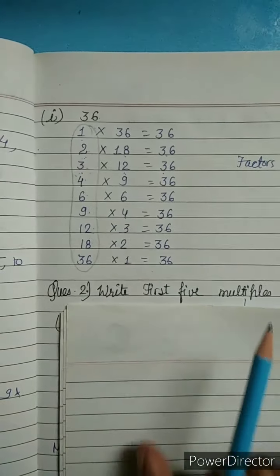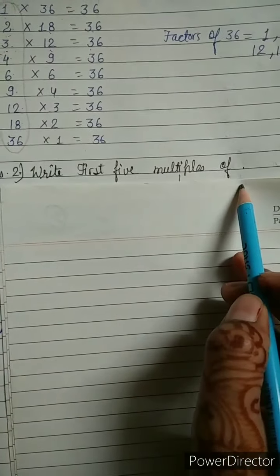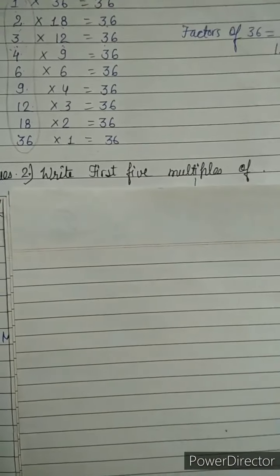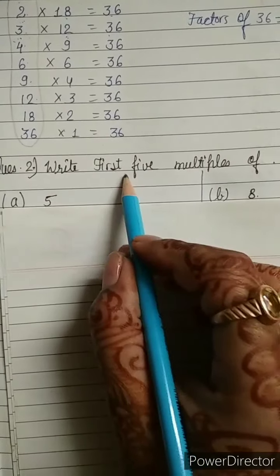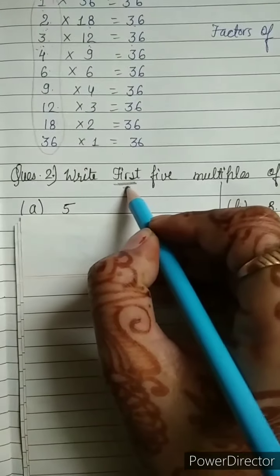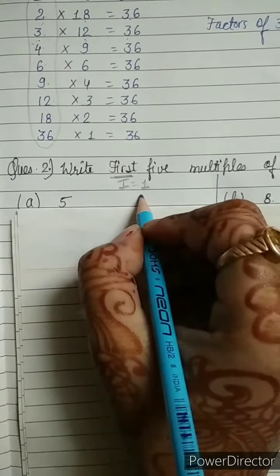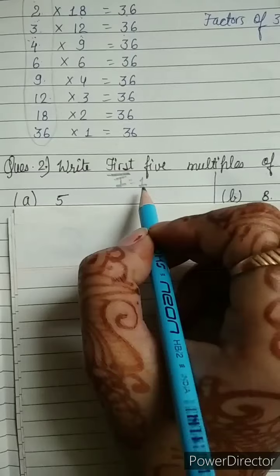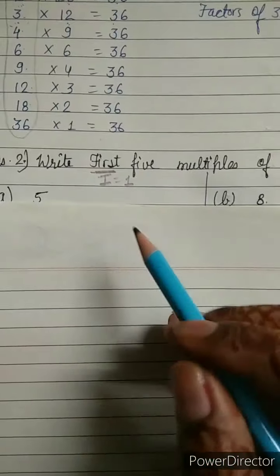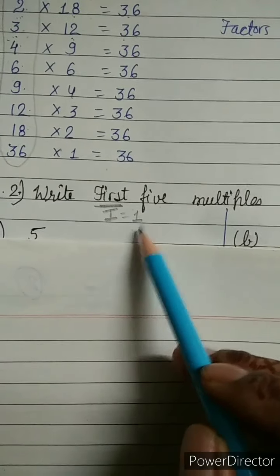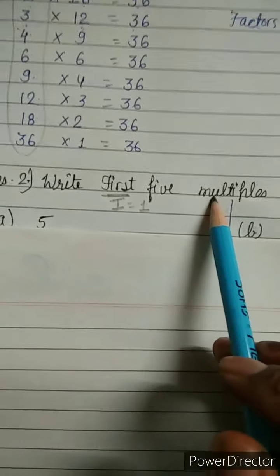Okay. Now we have question number 2 that says write first multiples of. It means we have to always start multiplying by first, and first is representing the number 1. It means firstly we have to start with 1, and the question said for 5, so we have to count 1 to 5 times because first is 1 and the question said 5 multiples.